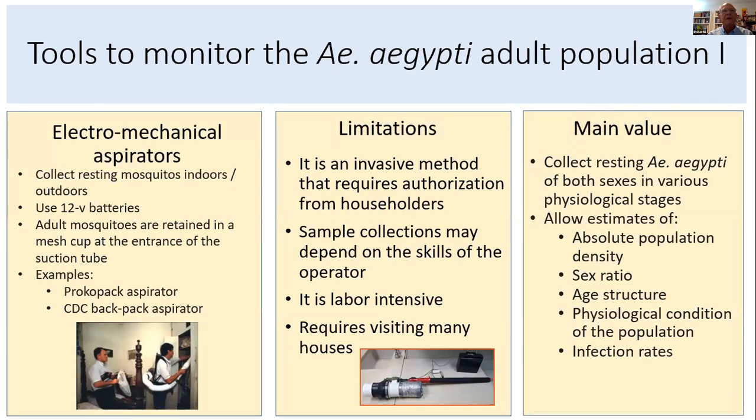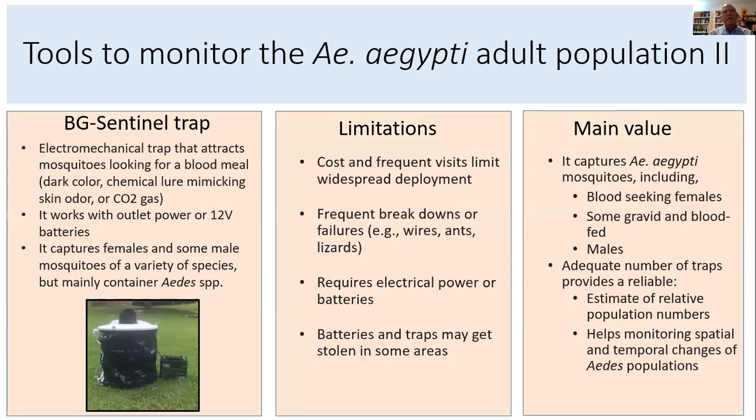Other tools are the electromechanical aspirators, mainly the Prokopack and the CDC backpack aspirator. And they allow us to sample resting mosquitoes indoors and outdoors. And we can collect mosquitoes in many different physiological stages. And then we can obtain some measure of absolute population density.